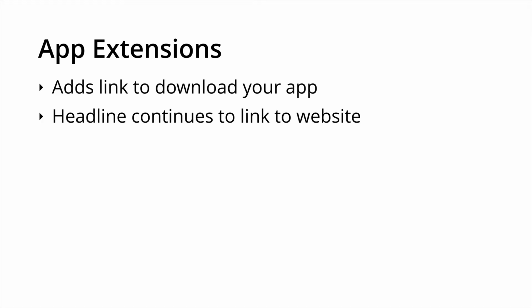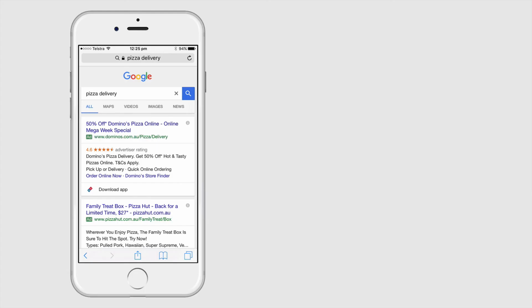Then we have app extensions. This adds a link to download your mobile app, and the headline will continue to link through to your website. So here I've performed a search for pizza delivery, and we can see that we have this option to either click through on the headline of the ad or download the advertiser's app to our mobile device.